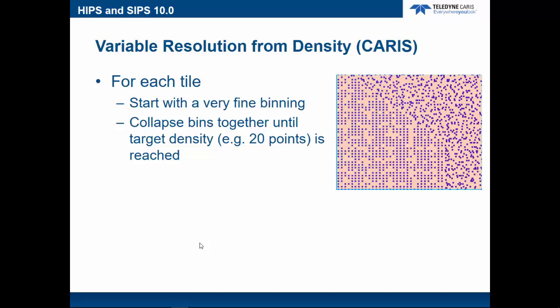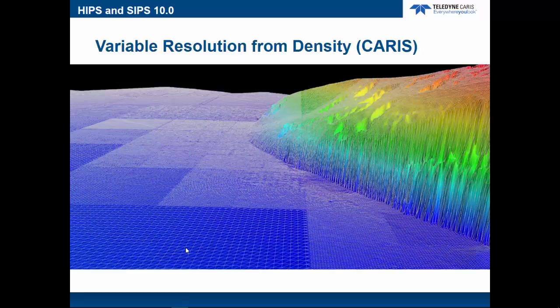So with the CARIS density method, we start with a very fine binning, and that's a fraction of a millimeter effectively, and we put all the points into those bins, and we start collapsing those bins together until we reach the user-defined target density. So we collapse those points together until we get to, say, an average of 20 points per node. There's some smarts in there. Of course, we ignore empty areas, and we try to distribute the weighting. So if you have one high density spot, that tends to be ignored. So you get the optimal resolution at every point in the tile. And you end up with something like this.